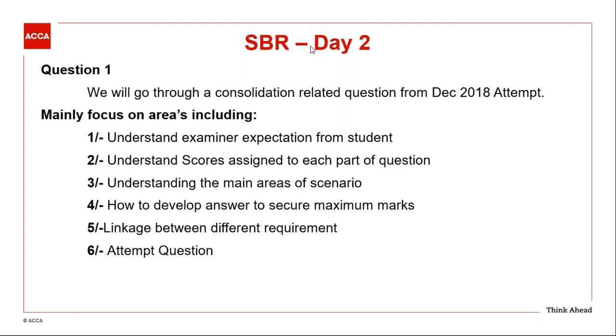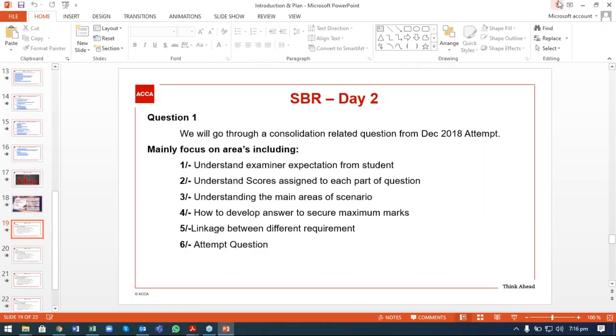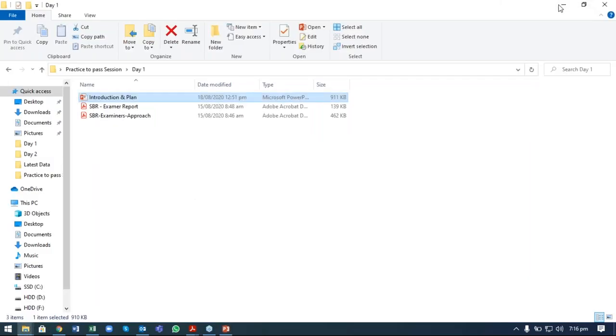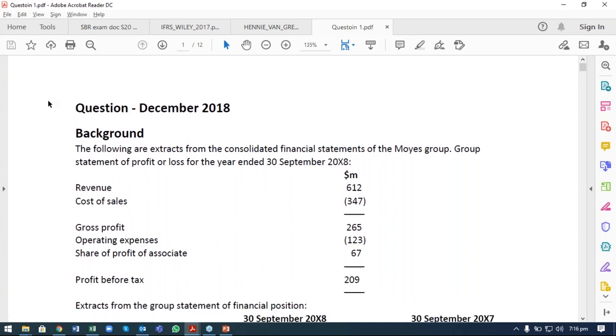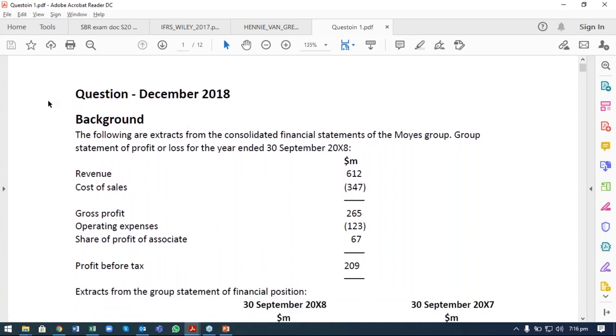So whenever we are looking into every question, we'll have the same idea, the same theme, and the same thought process of how we are going to answer our question with respect to what the examiner has provided to us. You guys already have the handouts available with you. So right now I'm just going to open up this question. This question is related to the December 2018 attempt. There is a background. I'm going to read out this background and then we'll look into the main requirements.